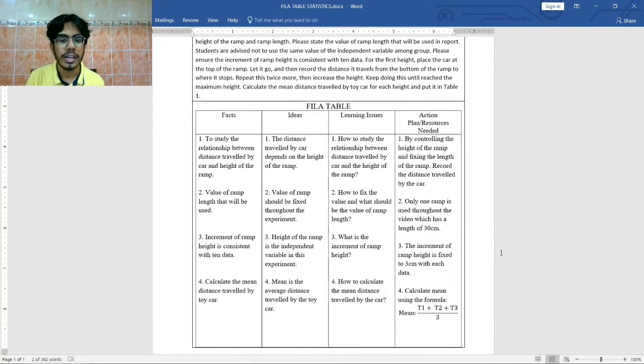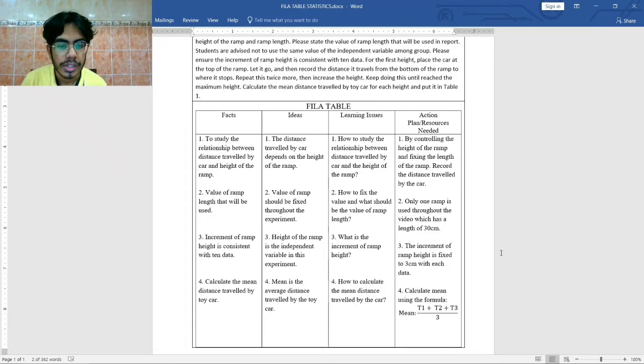For the third fact, we have increment of ramp height is consistent with 10 data. So we know that the idea is height of the ramp is the independent variable in this experiment, and the learning issue from this fact is what should be the increment of the ramp height. So we take action by making the increment fixed, which is 3 centimeters with each data. So the height will increase 3 centimeters every time.